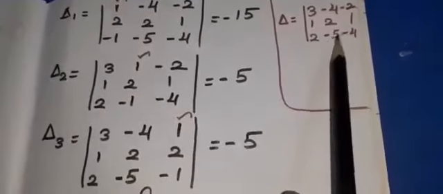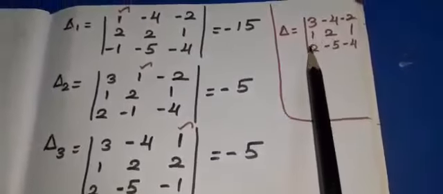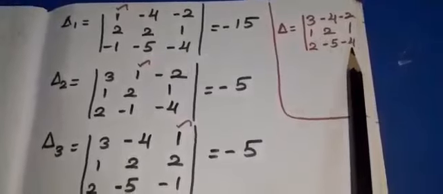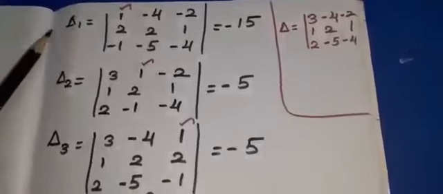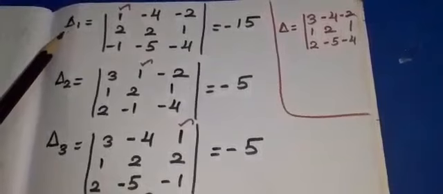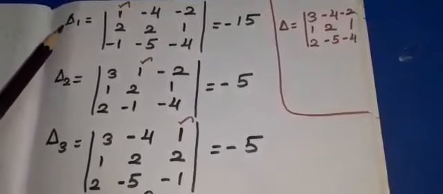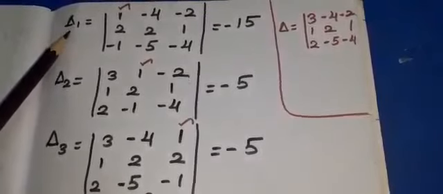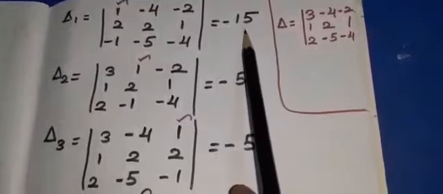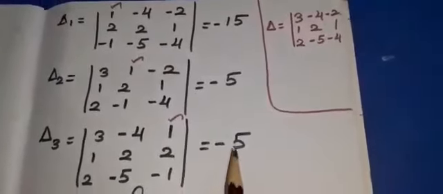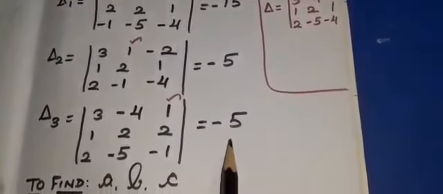What about the remaining numbers which is given in the delta? Whatever position I am having the column values, I am keeping it as it is. So if you calculate, I told you how to calculate for delta. The same way you are going to do the calculation, you are going to find the values. So I am getting the value as minus 15, minus 5 and minus 5 for delta 3. So I have completed for delta, delta 1, delta 2 and delta 3, students.